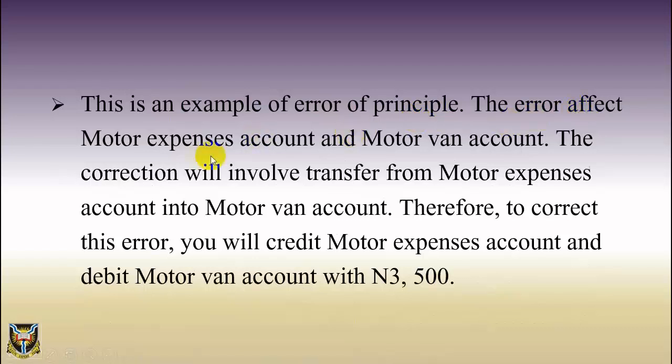The error affects motor expenses account and motor van account. The correction will involve transfer from motor expenses account into motor van account. Therefore, to correct this error, you will credit motor expenses account and debit motor van account with 3,500.